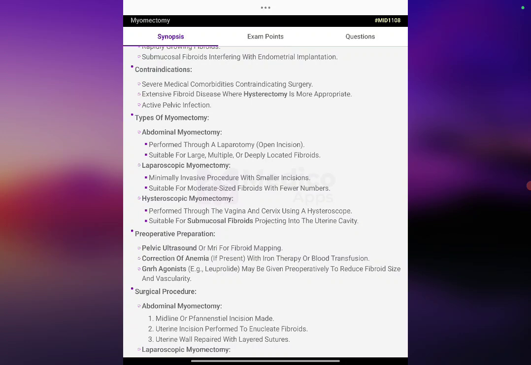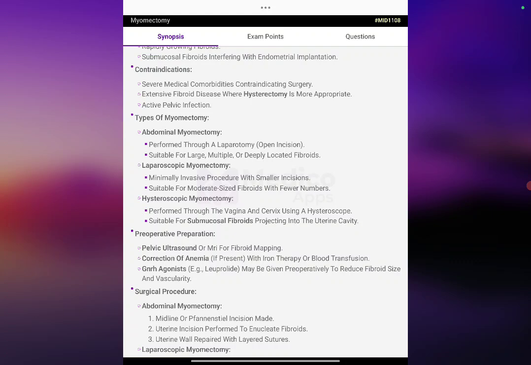Preoperative preparation: pelvic ultrasound or MRI for fibroid mapping, and correction of anemia with iron therapy or blood transfusion. GnRH analogues may be given preoperatively to reduce the fibroid size and vascularity. Abdominal procedure: a midline or Pfannenstiel incision is made.